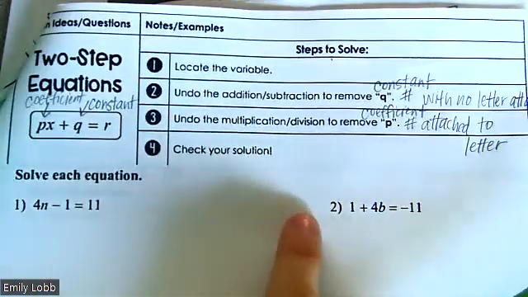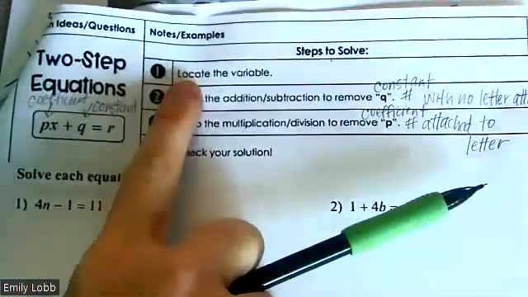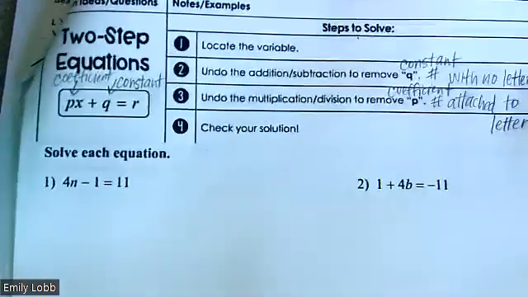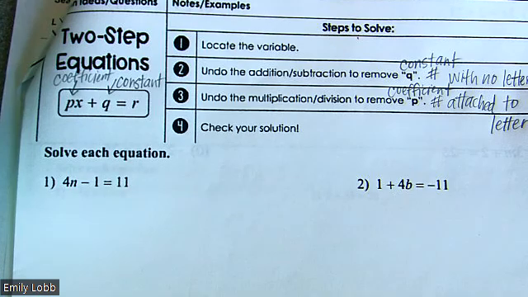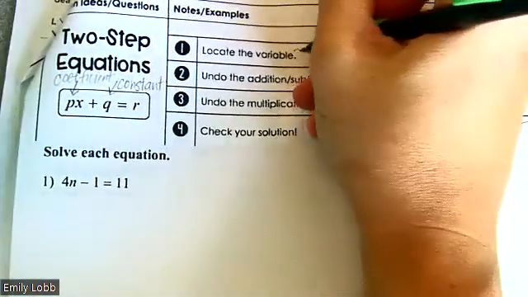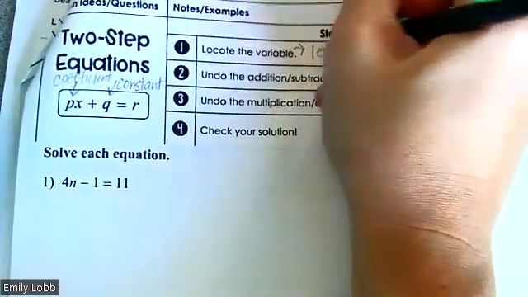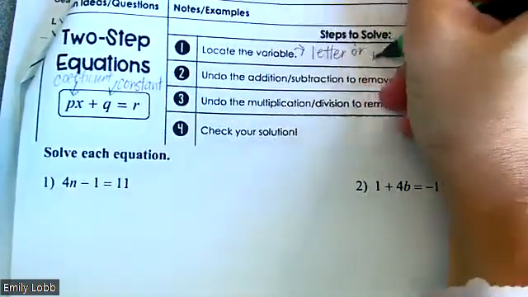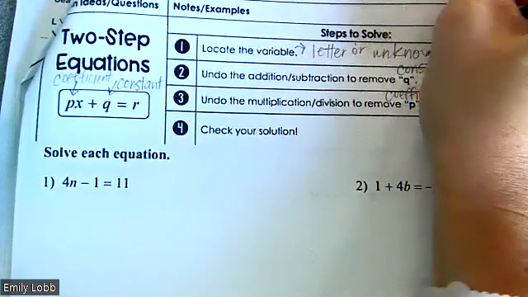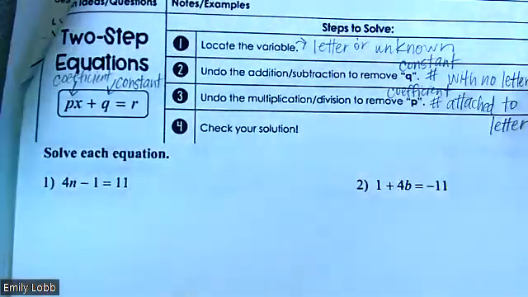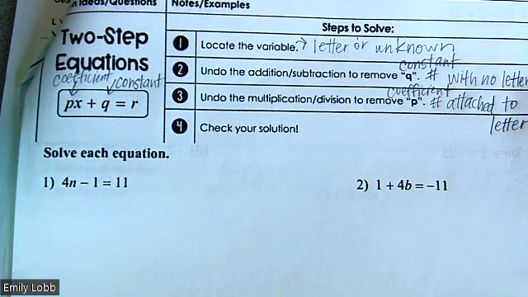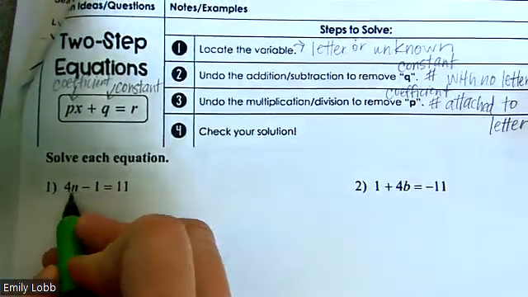Okay, so first we're going to locate the variable. Let's look at number 1 together. What is my variable? Remember, variable is another term for letter. It is the unknown. So now that you know what a variable is, what is my variable in number 1? What is it, William? N. Excellent. So here is my variable.